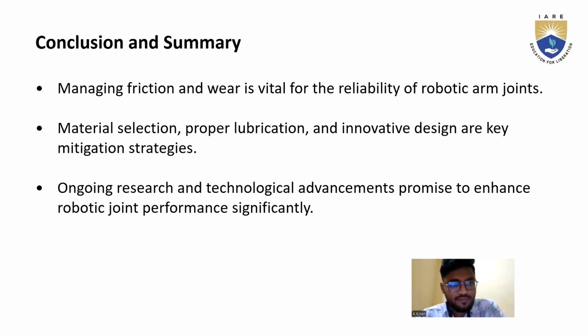And conclusions and summary. Managing friction and wear is vital for the reliability of robotic arm joints. Here, vital means important for the future, and it is mainly important for robotic arm joints. Material selection, proper lubrication, and innovative designs are key mitigation strategies, mainly selection of material and proper lubrication.